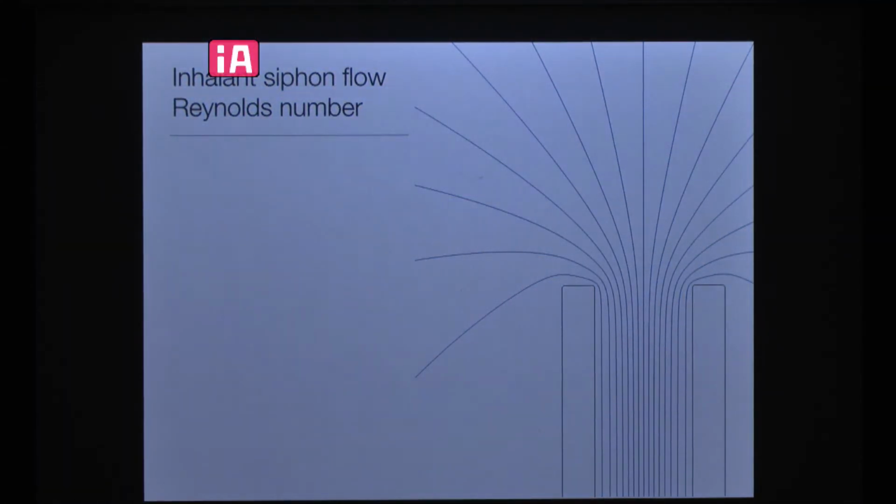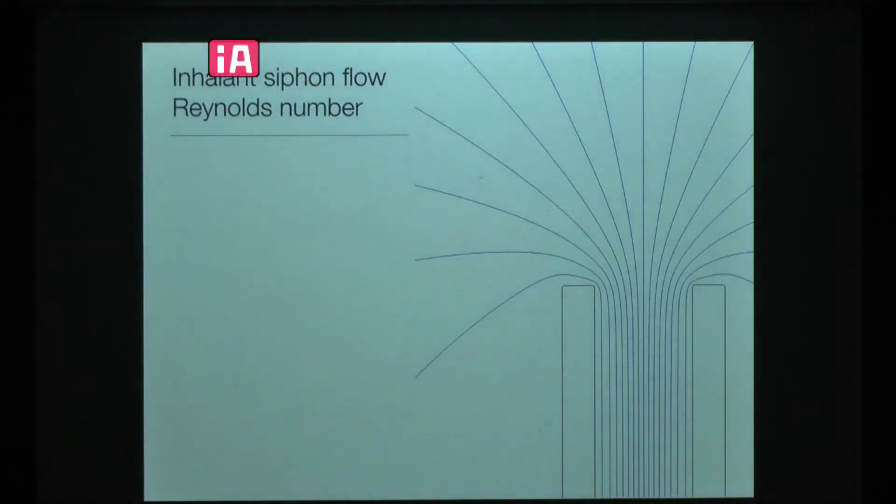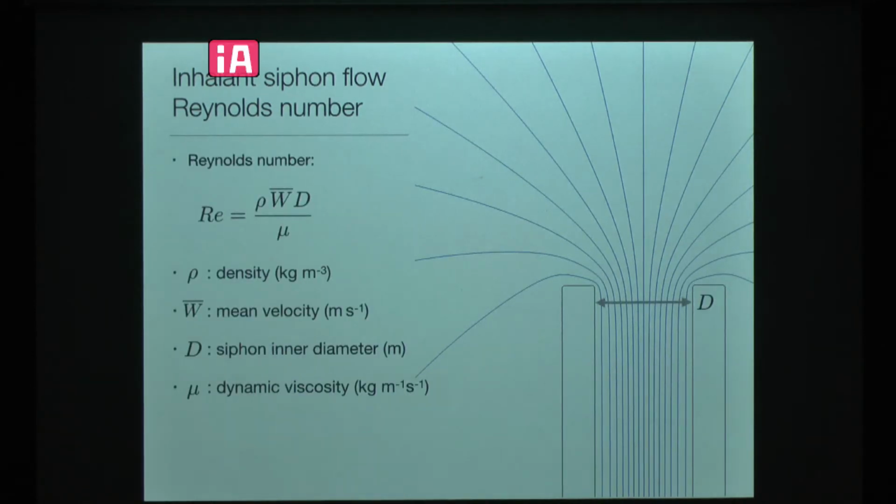So there's a couple of numbers that are important for these flows. This is just a simplified inhalant siphon flow. We're just looking at streamlines going into a siphon. The most important number is the Reynolds number. So this is a dimensionless number. It relates.